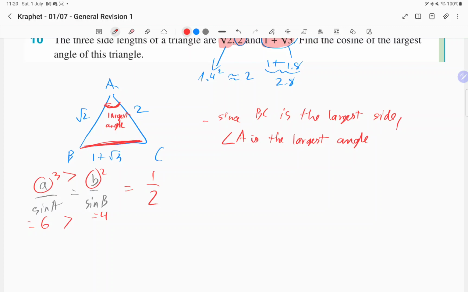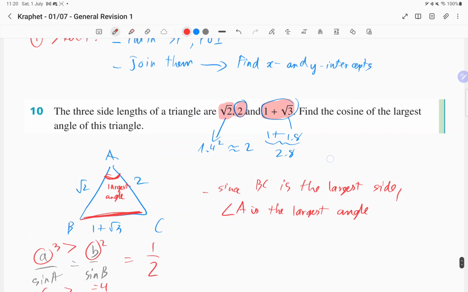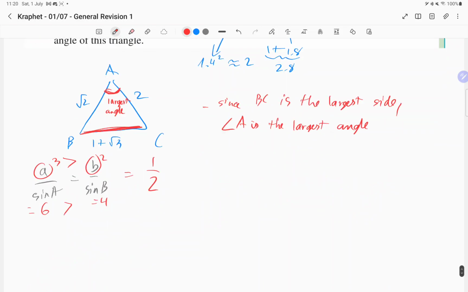And in the world of positive angles, the larger the sine value, the greater the angle will be, if there are no obtuse angles. Okay, so there are no obtuse angles.